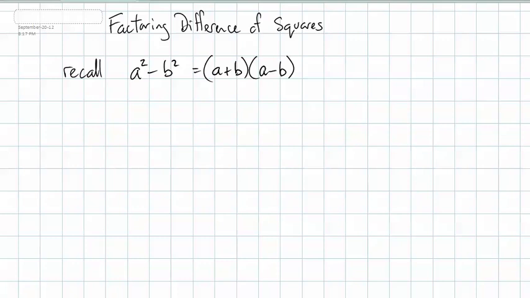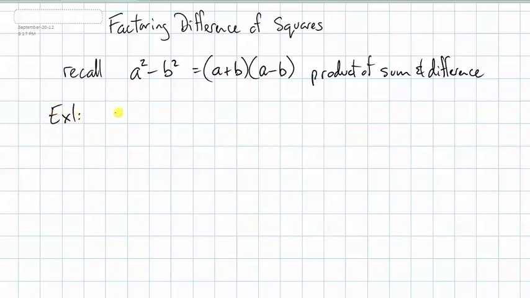Okay, in this lesson, we're going to learn about factoring difference of squares. I've already written something up here that you should know from before. A squared minus b squared is a difference of squares. It produces the factor pattern a plus b, a minus b. This is called a product of a sum and difference. Helpful patterns to be aware of. Let's use this in a few different examples.